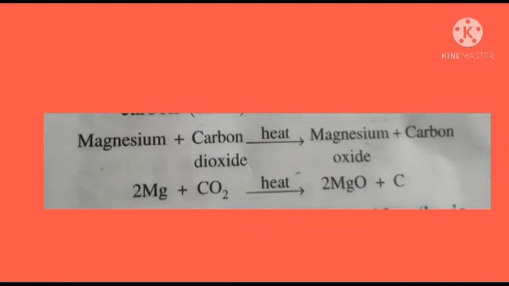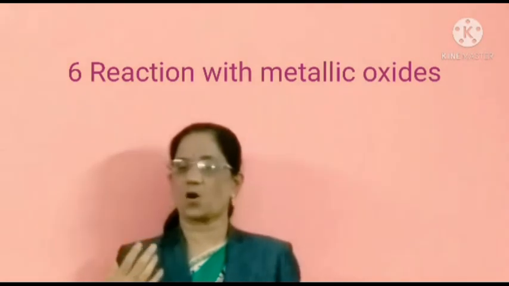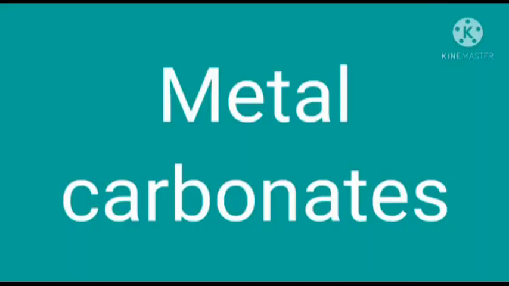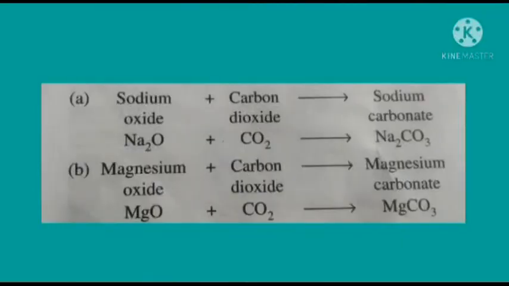For example, magnesium is the metal. Magnesium reacts with carbon dioxide, forming magnesium oxide and carbon. The next property is reaction with metallic oxides. Metallic oxides react with carbon dioxide, producing metal carbonates. For example, students, if sodium oxide reacts with carbon dioxide, it forms sodium carbonate. Its metal carbonate is formed.